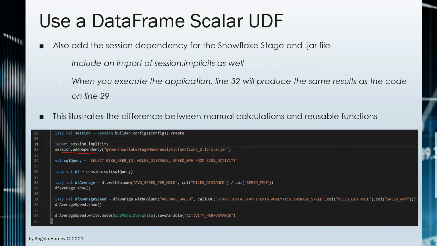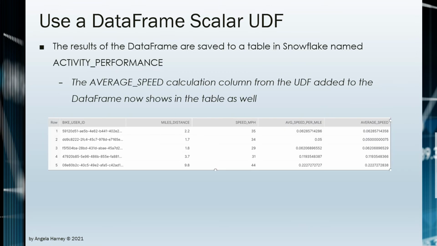The stage where the UDF was created needs to be available to the Scala application. A session dependency is added to register the stage/jar file name along with an import of session.implicits. After you execute the application, the data frame results are saved to a table in Snowflake named Activity Performance. The average speed calculation from the UDF was added as an additional column to the table.